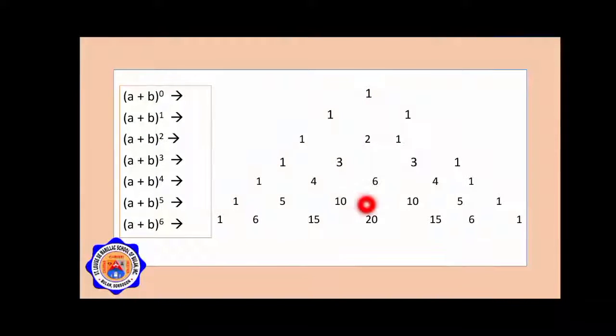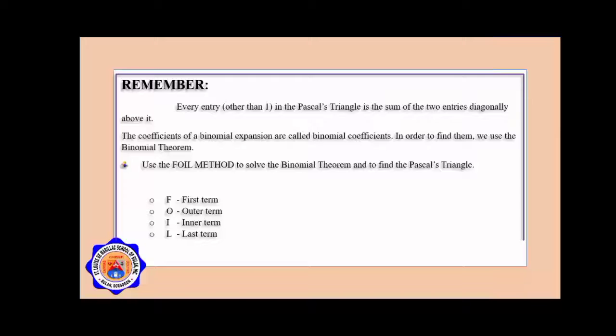Then these coefficients are an example of a Pascal's triangle. Then remember, every entry other than 1 in the Pascal's triangle is the sum of the two entries diagonally above it. The coefficients of a binomial expansion are called binomial coefficients. In order to find them, we use the binomial theorem. So, use the FOIL method to solve the binomial theorem and to find the Pascal's triangle.